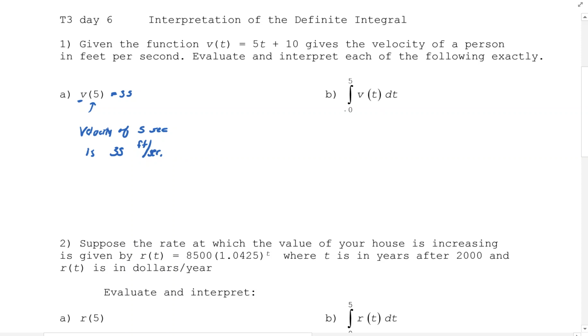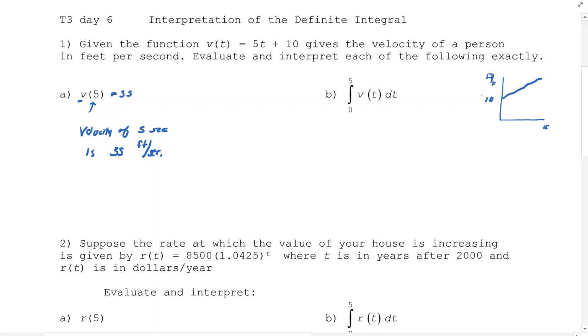Looking at the value of the integral, we're looking at the area between the curve and the x-axis. If this is a velocity graph, our y-axis is feet per second. Our x-axis is in seconds, so the area between the curve and the x-axis is going to be in feet. So if I want to draw this, it's a linear equation that goes up, with a y-intercept of 10, and this goes up with a slope of 5.